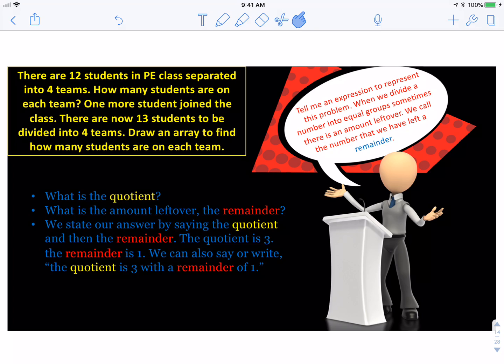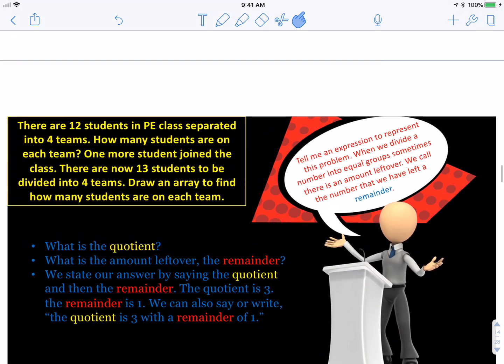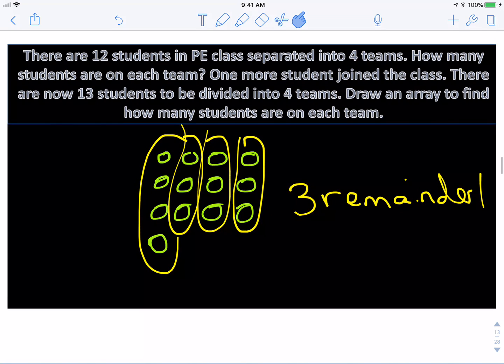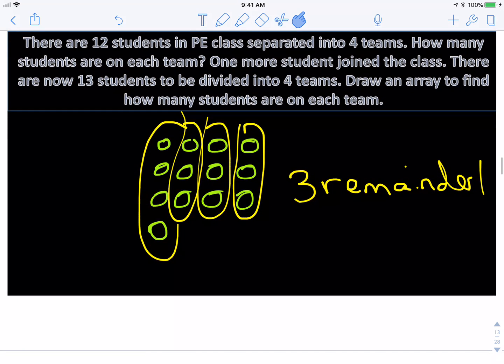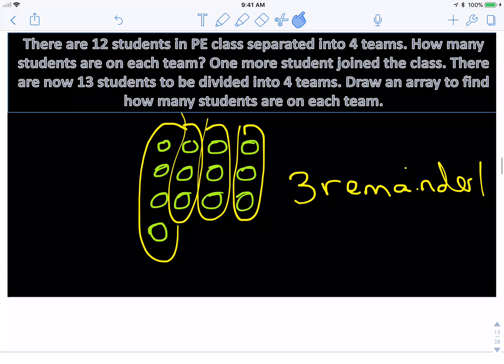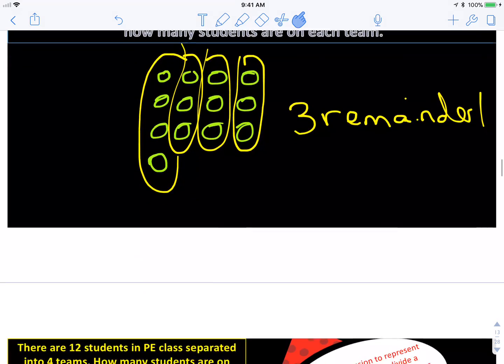Okay, what is the quotient? There's that word quotient again. So what was the quotient? The quotient was 3. So it's the answer to our division problem. We took 13 divided by 4 equals 3, remainder 1.